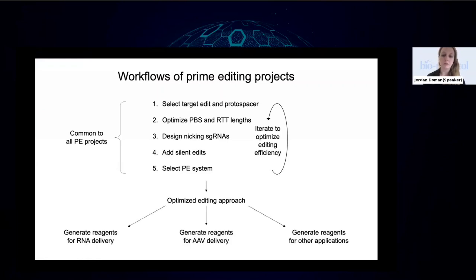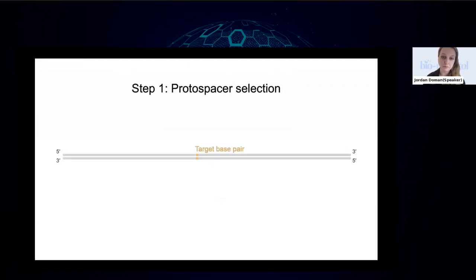And then there are many different ways prime editors have already been used. The 2 that we're going to go over today are RNA delivery for ex vivo editing of therapeutically relevant cells, and dual AAV delivery of prime editors. But like I said, prime editors have been used in many different organisms. So if you have an application in mind, it's probably at least worth thinking about.